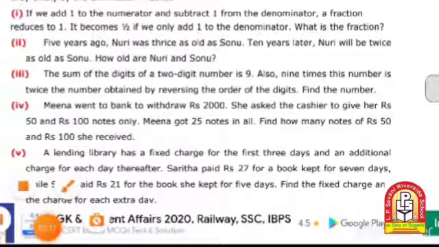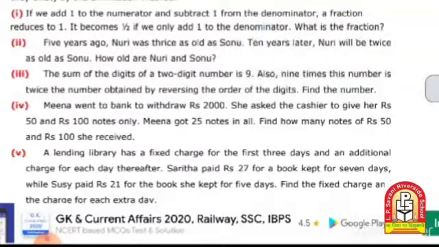Then after, Meena went to the bank and withdrew rupees 2000, and she asked the cashier to give her rupees 50 and rupees 100 notes only. Meena got 25 notes in all. Find how many notes of rupees 50 and rupees 100 she received. This kind of example we are going to conduct in Zoom lectures.